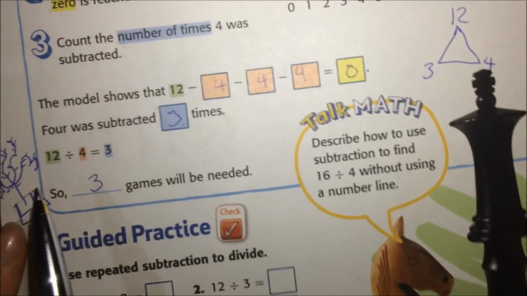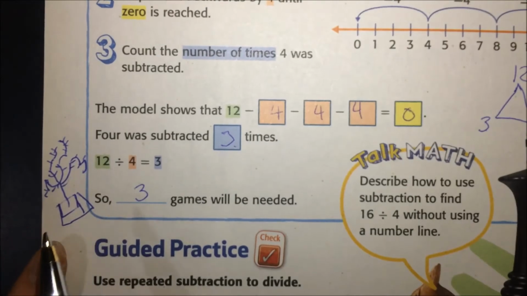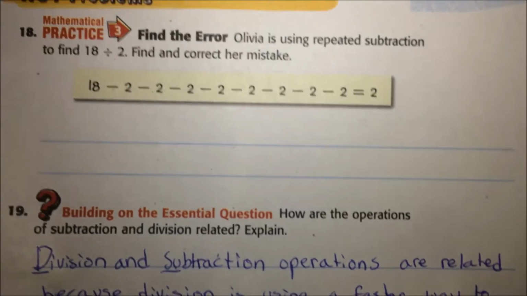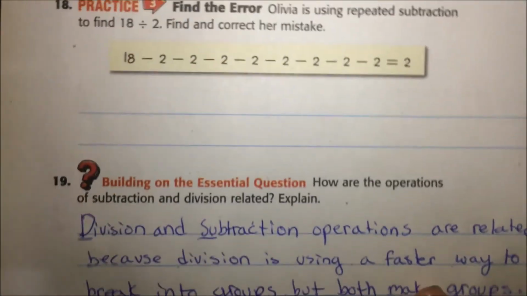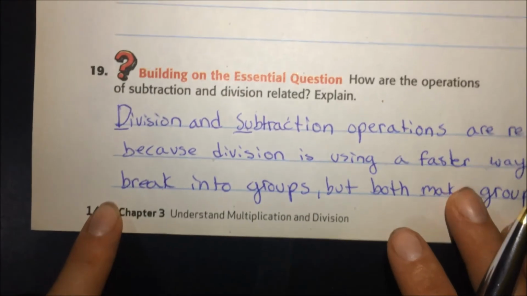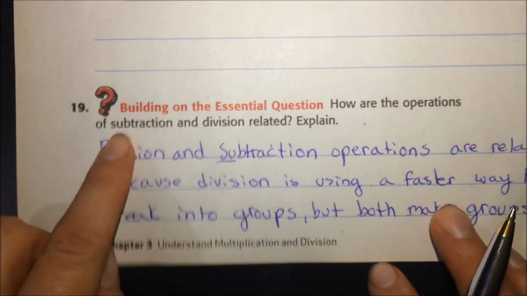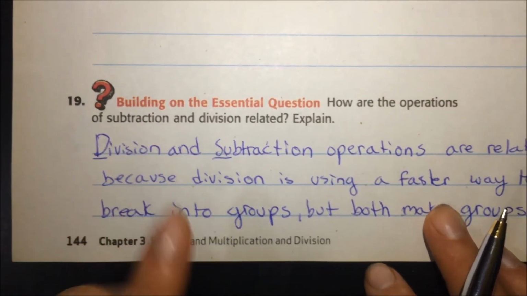For the picture, I drew a little bonsai tree. A bonsai tree is like a short, tiny little tree. They're so cute. So you can try to draw one of those. And then I want to show you the Building on Essentials question. This is page 144, so flip ahead to this question right here.